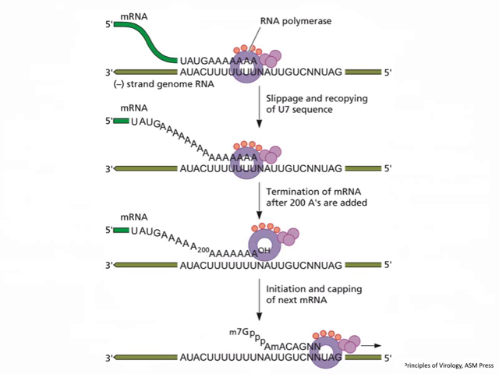And then the polymerase moves on and initiates at the next gene. You can see the next mRNA is being initiated here. Here's the cap and the actual coding sequence of the mRNA. So termination and polyadenylation is specified by the intergenic region by slippage on that U sequence. That's going to be similar to what we see for influenza viruses in a moment.